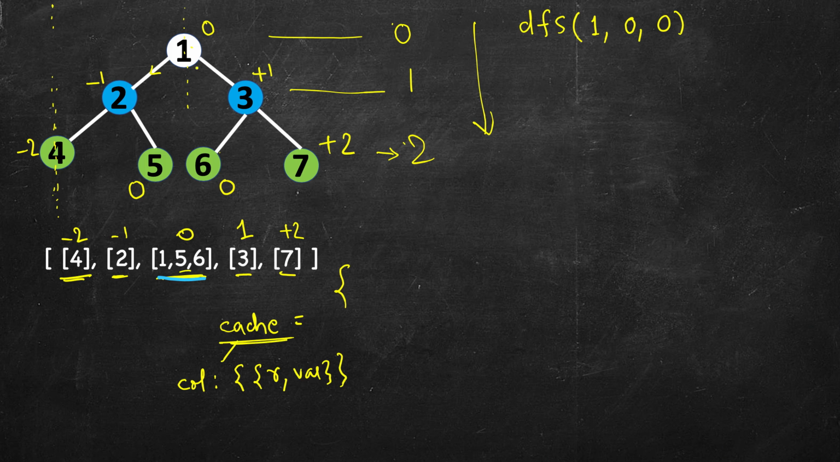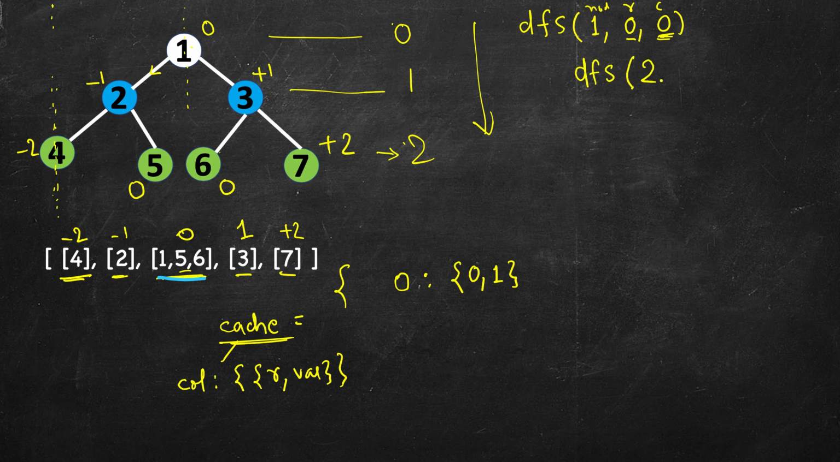Initially it's empty, so we start from root. We get a column number of, this is row, this is column, and this is node. So row number 0, column number 0, we check the cache whether this key is present or not. It's not present, so we insert it, a new key, and this element 1 at row number 1, and the value is 1. Then it will call DFS on its left.